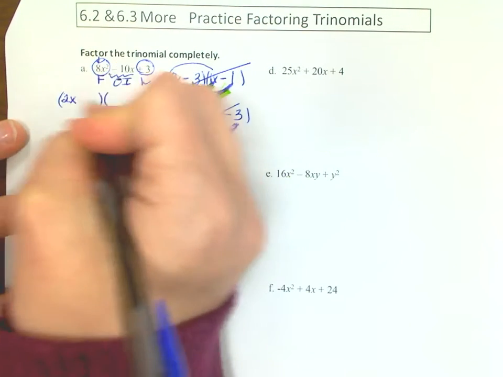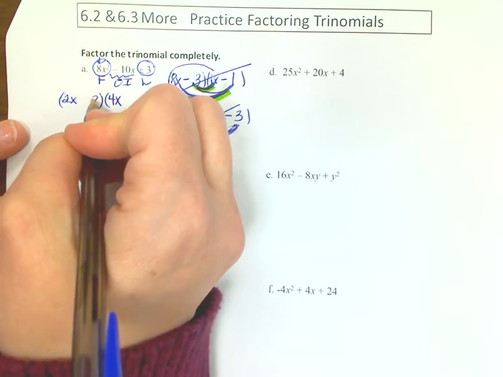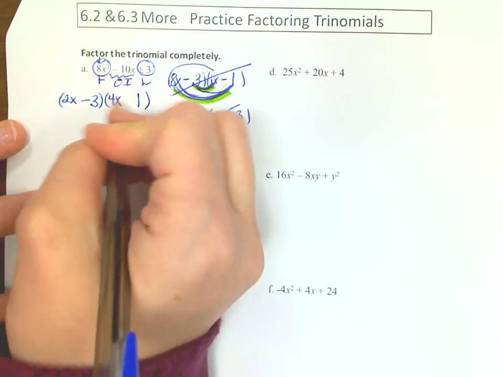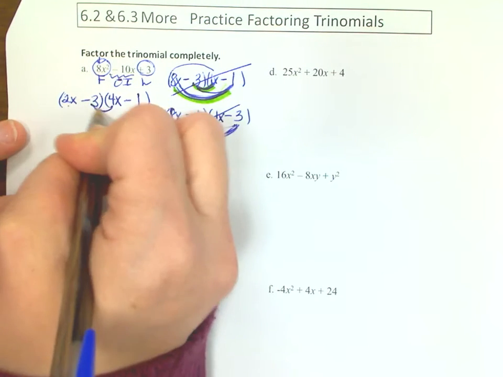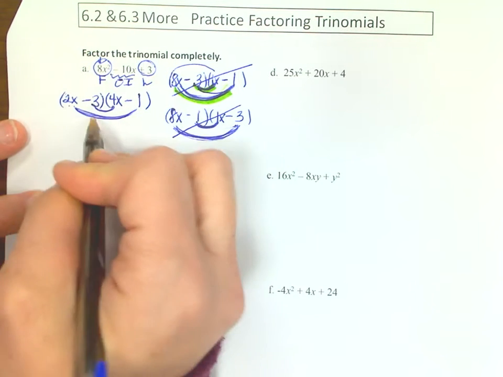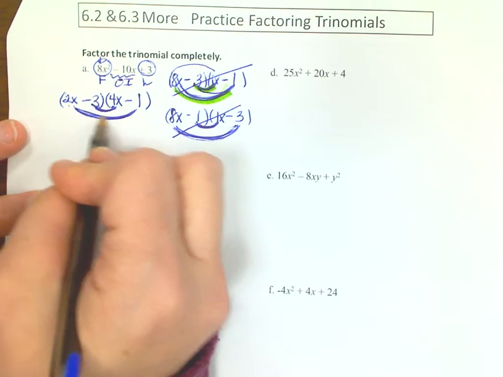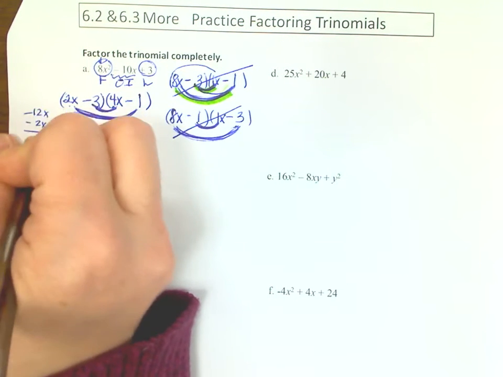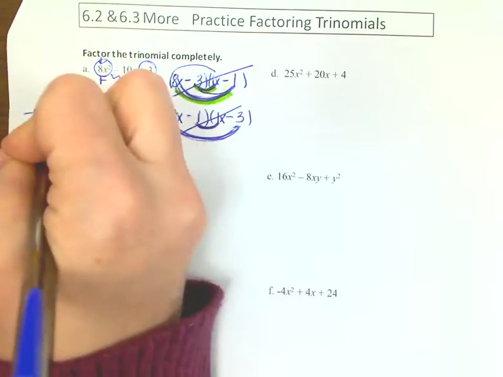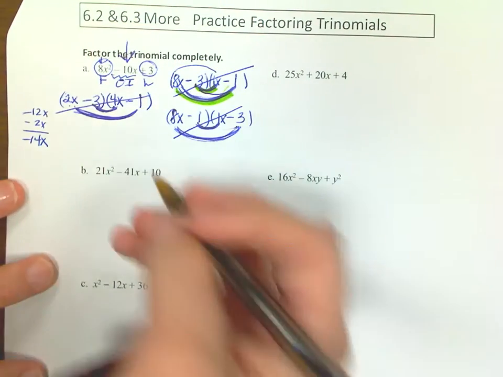So we can try 2x times 4x, and again go with our 3 and our 1. They're both negative. So we're going to do our inside and our outside. Inside makes negative 12x, outside makes negative 2x. Negative 12x and negative 2x is negative 14x, so that's not going to work. Again, we're looking for this negative 10x in the middle.